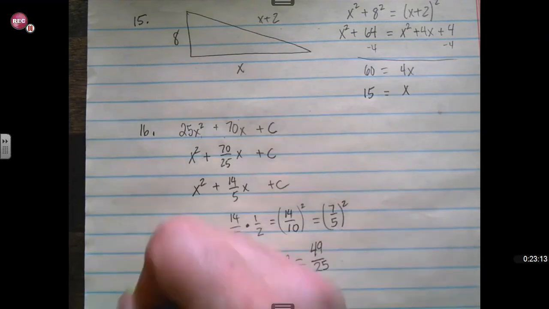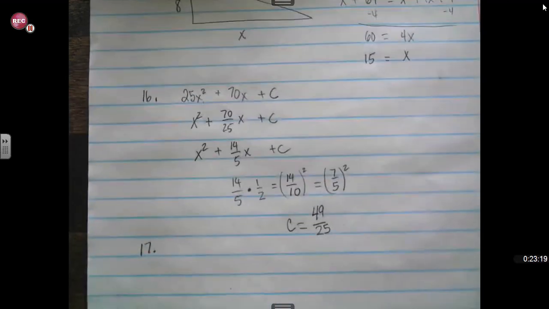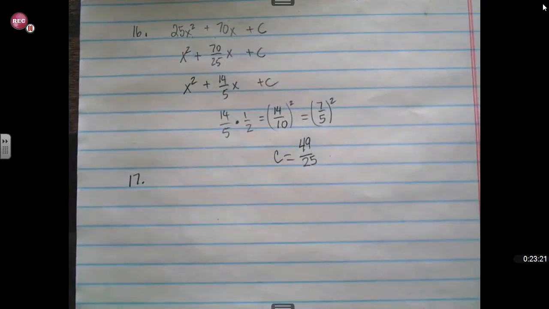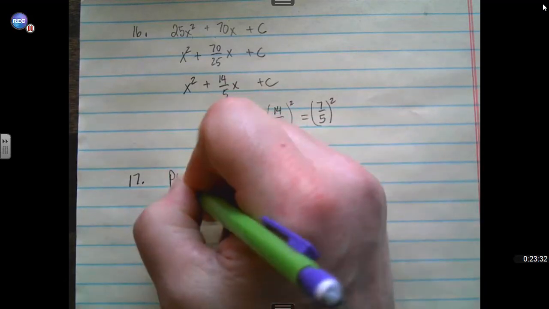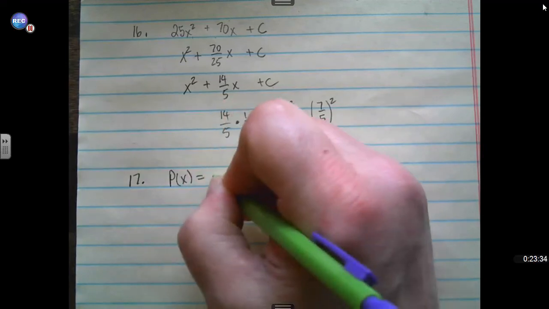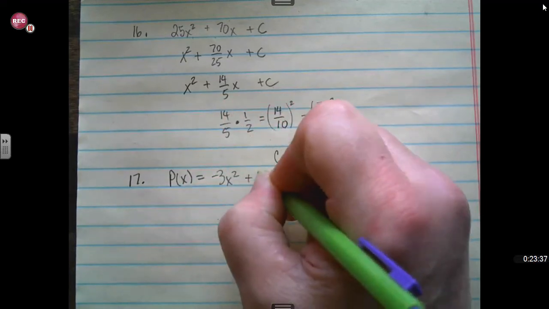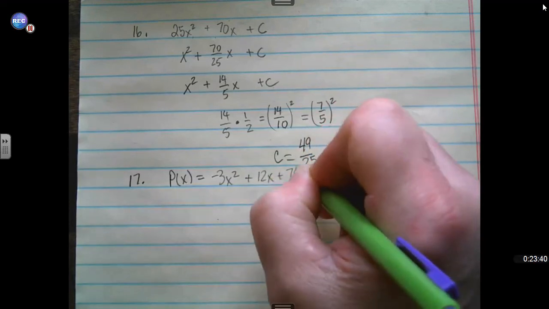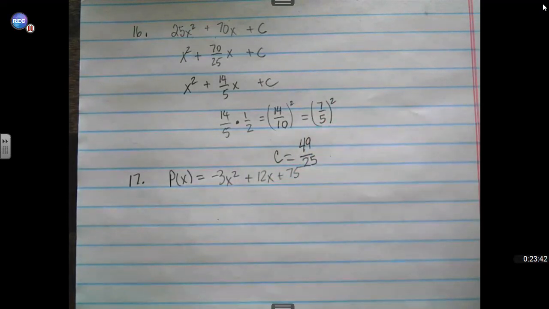17. So we have p of x equals negative 3x squared plus 12x plus 75. X is the number of items made. P of x is the profit. How many items will maximize the profit?